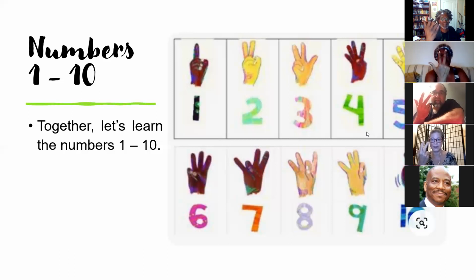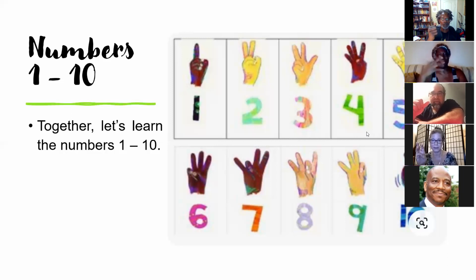13. 14. 15. You don't have to move your thumb. It's just 15. And now here's where you use your 10 and the number. So it would go 10, 6 for 16. You flick it out. So 16.